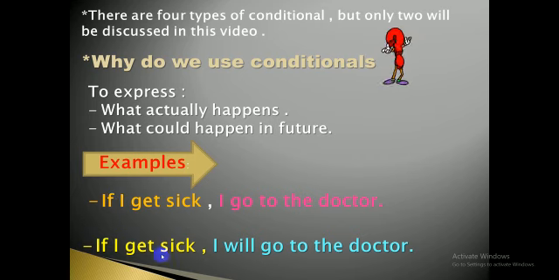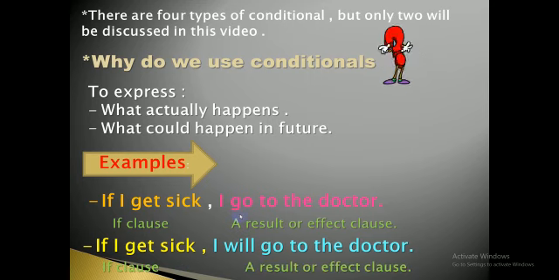Both of them have condition. What's a condition? Condition is simply something that needs to exist in order for something else to happen. This part is what we call the if or condition, and this is the result. This part relies simply on the happening of the first part. Okay, we have the if clause and the result clause. What's the difference? Notice the difference? Yes, correct. The difference is mainly in the verb form. Here we have go and here we have future will go.